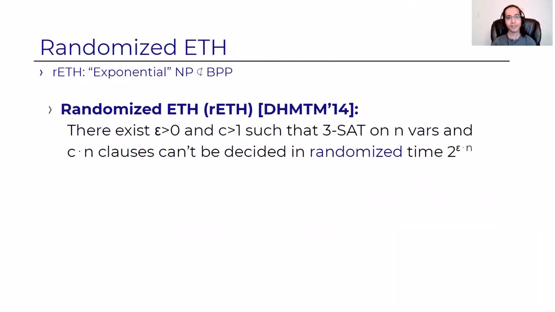A natural extension of ETH is to assert that the lower bound also holds for randomized algorithms. So randomized algorithms cannot solve 3-SAT in time 2 to the epsilon n. This can be thought of as an exponential version of the statement that NP is hard for BPP. So we get an exponential version of the classical conjecture that NP is hard for BPP.